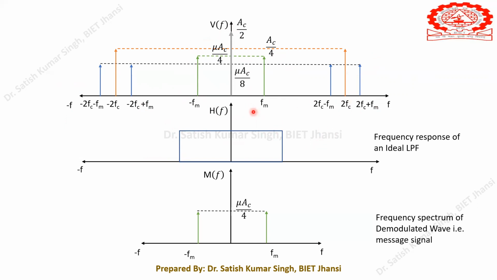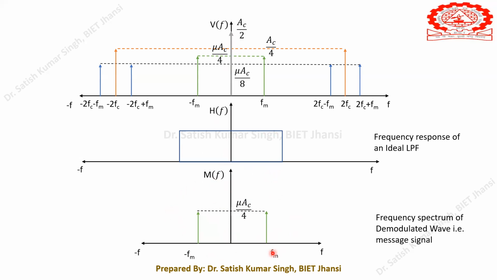And we know that after passing through the low pass filter, this component will also be available. I have not shown it here because this component can be rejected simply by having DC blocking capacitors. So after passing through the DC blocking capacitor and low pass filter, we are going to get this type of spectrum.